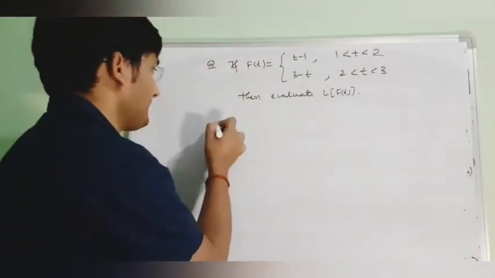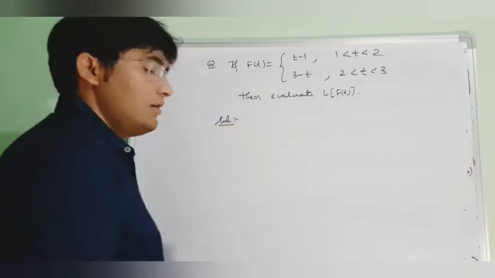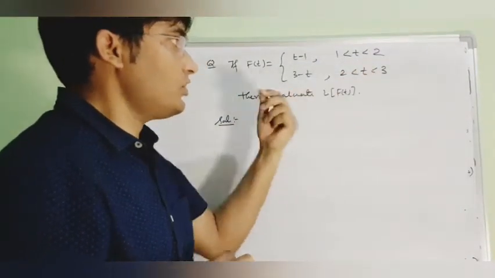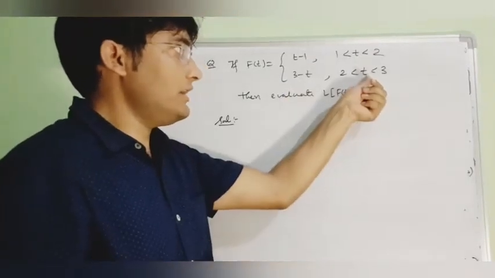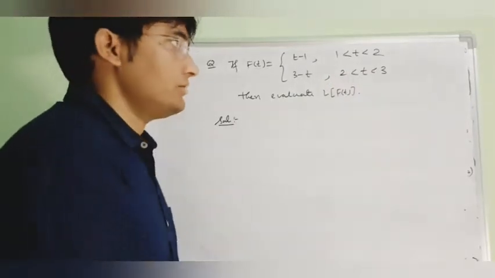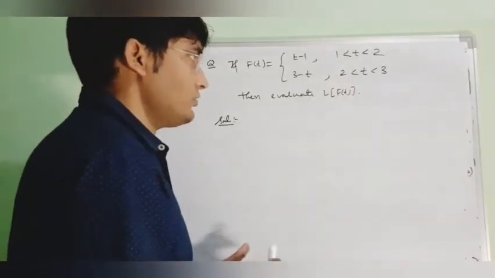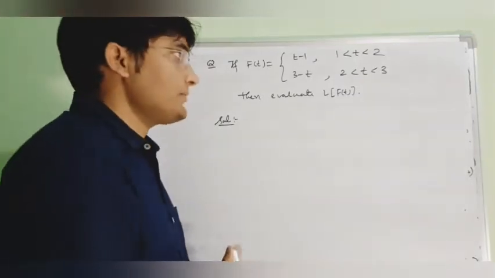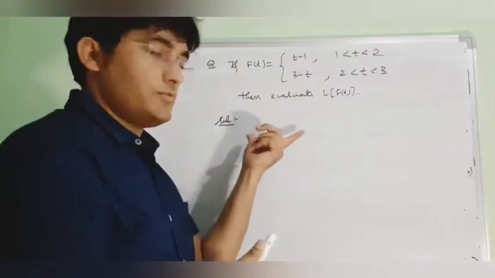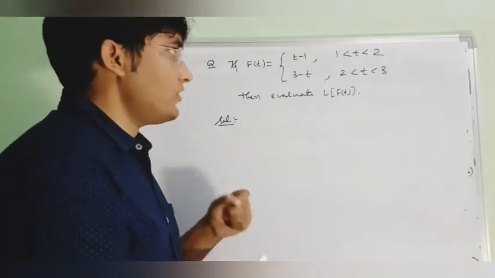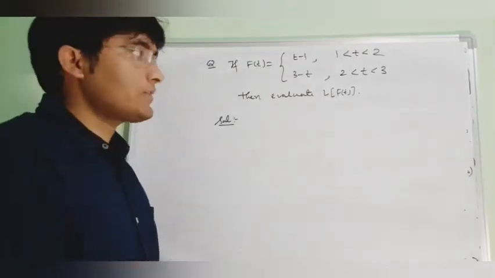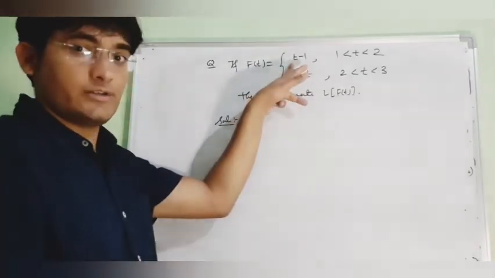Solution. Please note that here the limits are not from 0 to infinity, t is bounded between 1 and 3, so the limits are not infinite, so we cannot use the definition. And again the function is not periodic, we don't know that it is periodic or not, so we will not use the formula of periodic function. So let us evaluate its Laplace by converting it into unit step function.